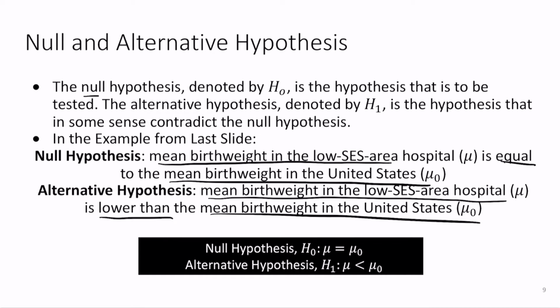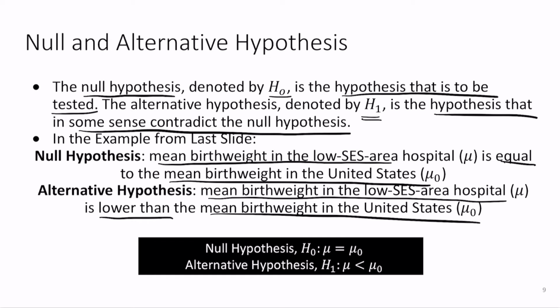So, the null hypothesis, generally denoted by H0, is the hypothesis that is to be tested. So, the one that we want to test is called the null hypothesis. The alternative hypothesis, which generally is represented by H1 or HA, is the hypothesis that in some sense contradicts the null hypothesis. So basically it is opposite to the null hypothesis and it tries to contradict the null hypothesis.